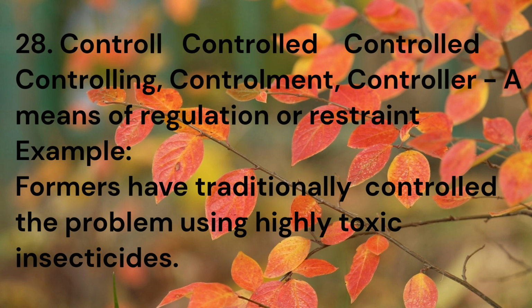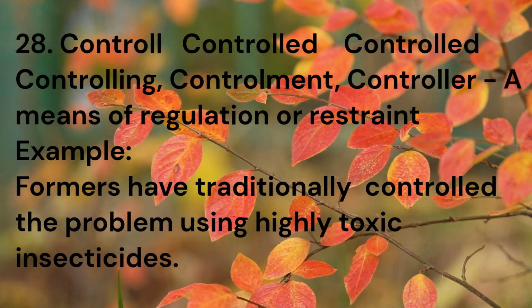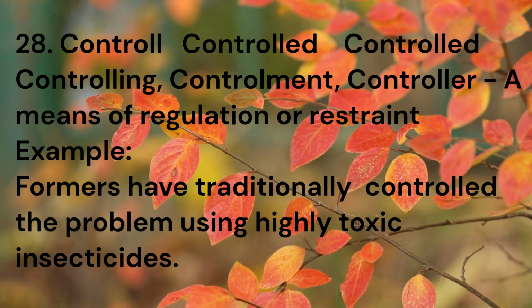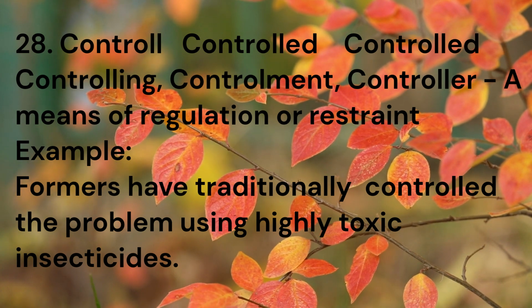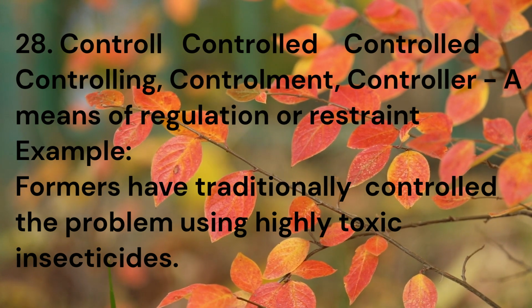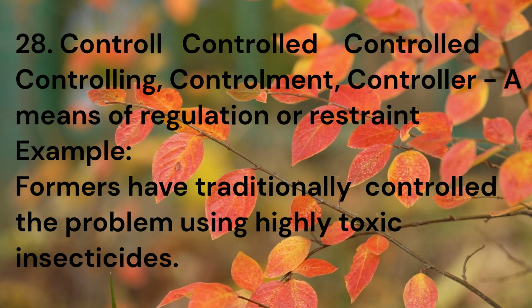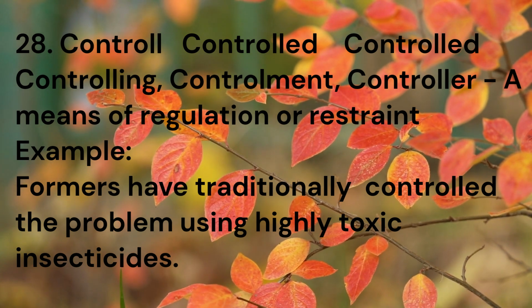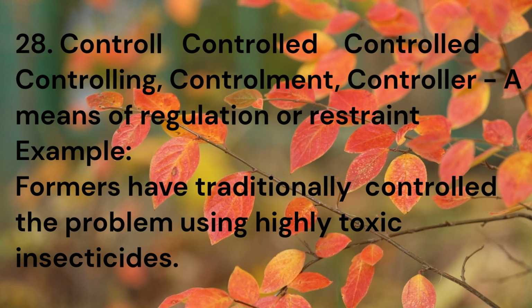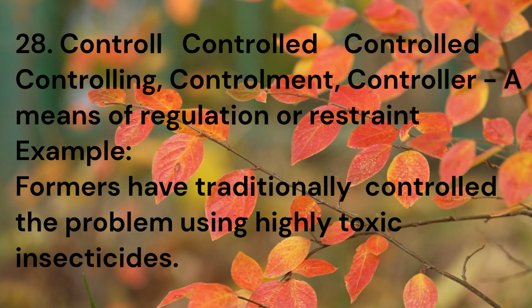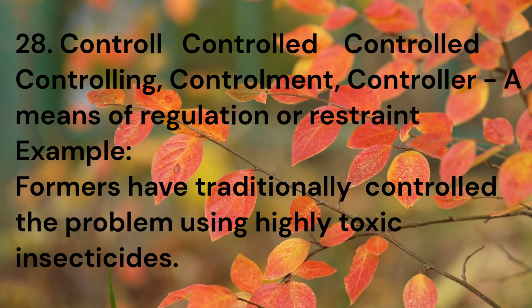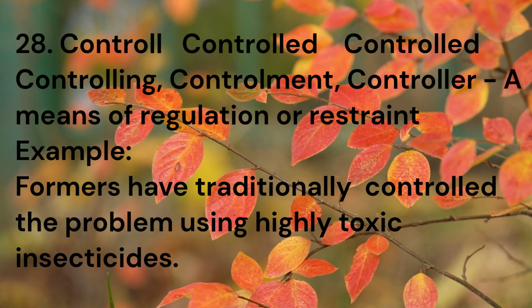The next word is control. The three forms of it are control, controlled, controlled. The noun forms of it are controlling, controlment, and controller. The meaning of it is a means of regulation or a restraint. An example for this is, farmers have traditionally controlled the problem using highly toxic insecticides.